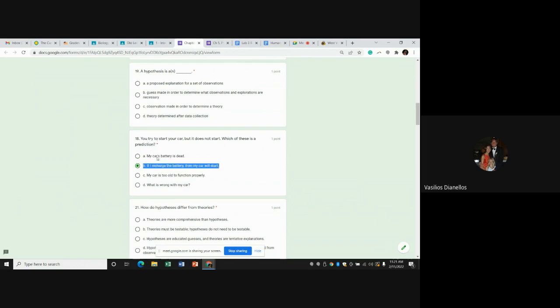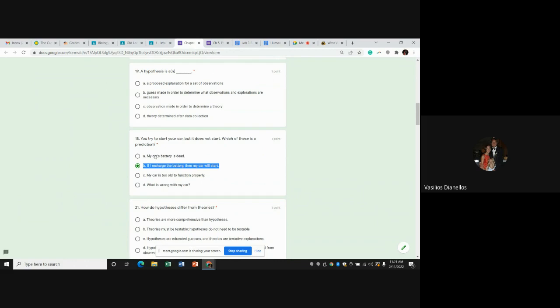And that is the answer to this. Remember, generally speaking, a prediction is going to be an if-then statement. And also a prediction basically is you reword your hypothesis, but in such a way that you're describing how you are going to test it.